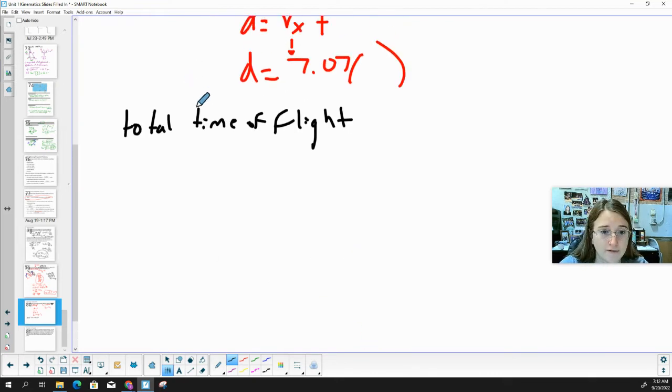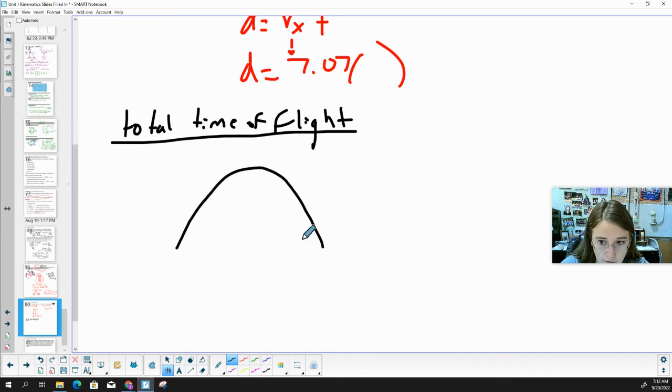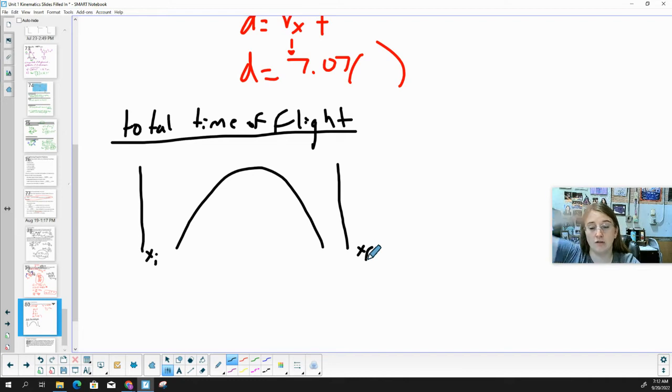So again, to find the total time of flight, I'm going up and back down. So I need to look in my y direction. In my y direction, here is my x initial, and here is my x final, right? Total time of flight is going up and coming back down. So looking up and down, what's my x initial in the y direction? Well, it's 0. I go up and I come back down. What's my x final in the y direction? 0, because I'm going up and coming back down.